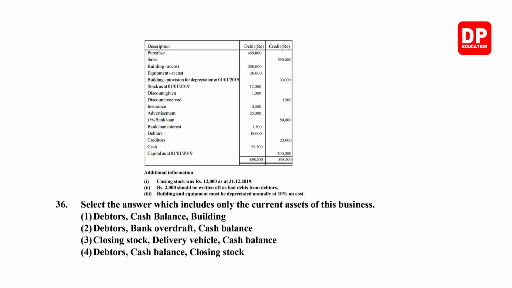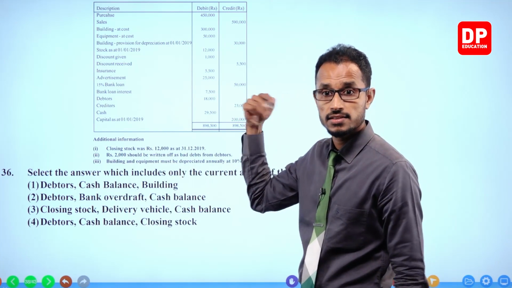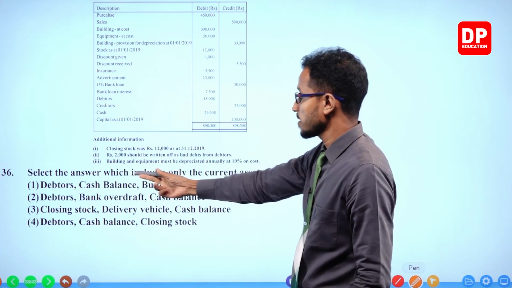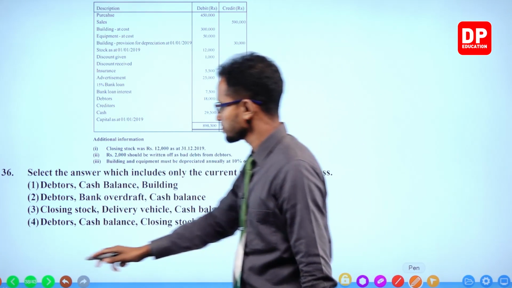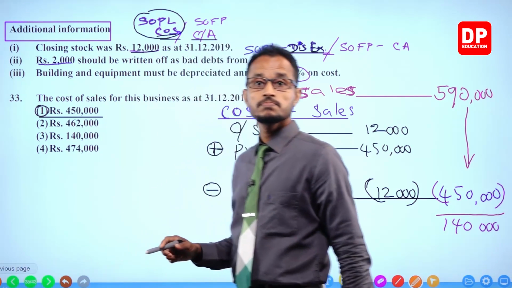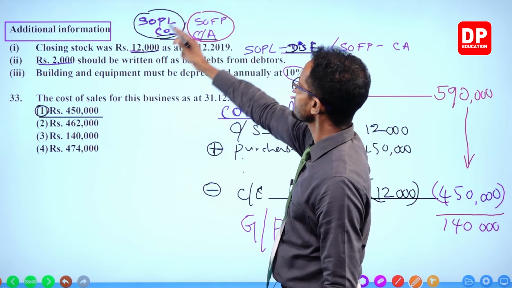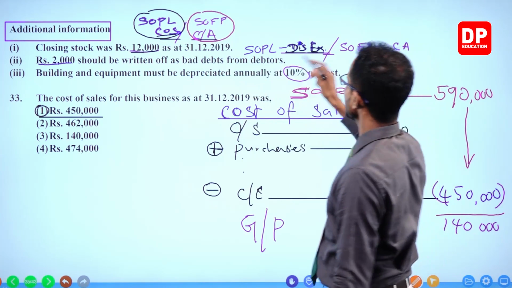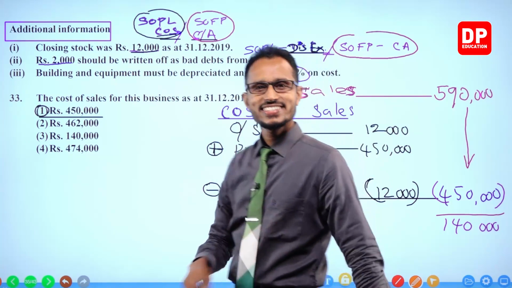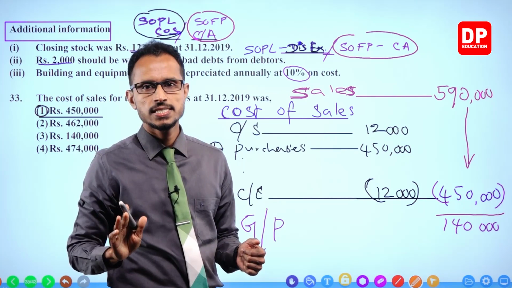Select the answer which includes only the current assets. Okay, let's not do it here. Let's go to the original slide. We have done our working, right? We have one current asset right here and another current asset right here. See, it's easy when you do these things, when you do the adjustments first.